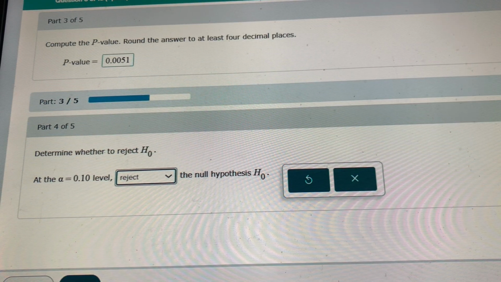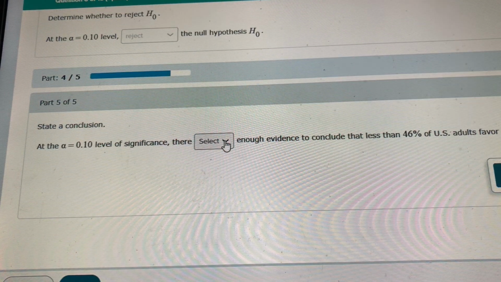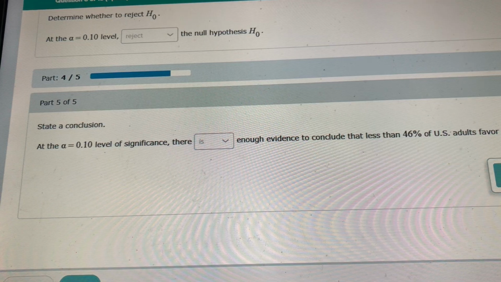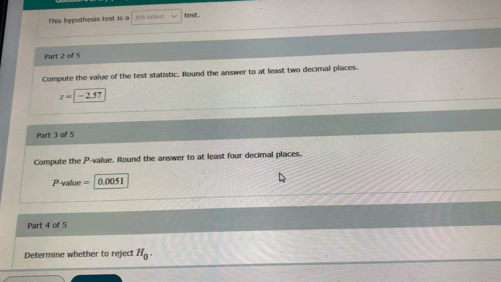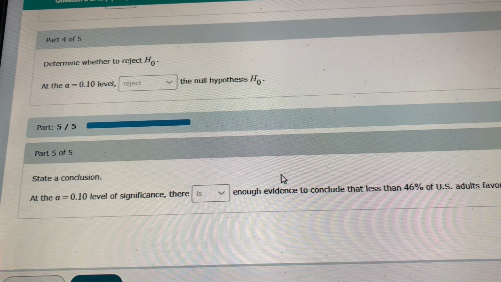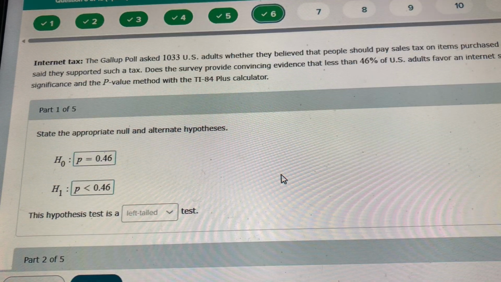Reject the null. There is enough evidence to conclude that less than 46% of U.S. adults favor an internet tax. So if like Congress or some state government wanted to do this, they probably would not want to do it unless more than 50% were in favor of it. So then they'd probably back off and not do it, or people might get mad.